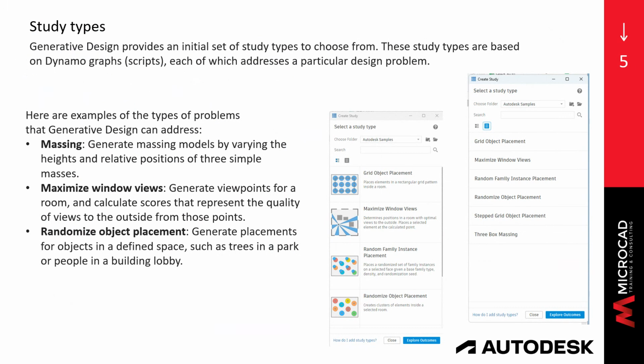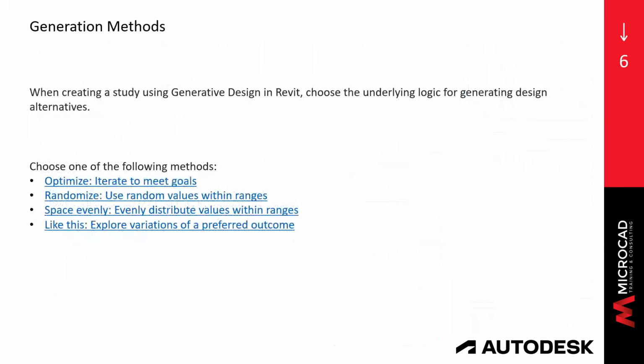You have 2 views in the generative design toolbar that opens. Either you can see them graphically, or you can see them as a list view. And also, I'm going to show you where to find them.